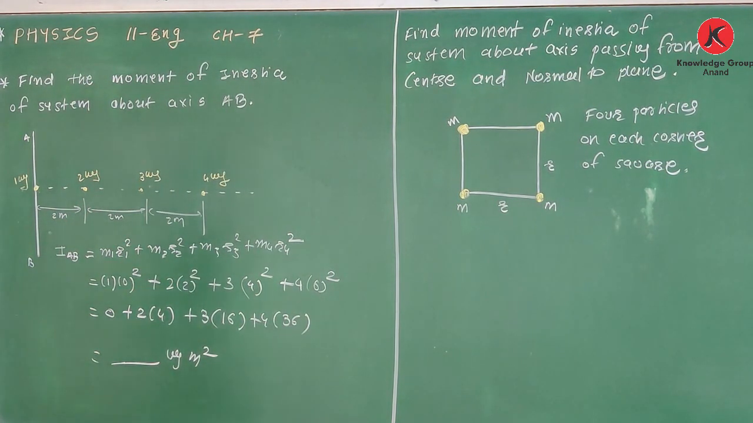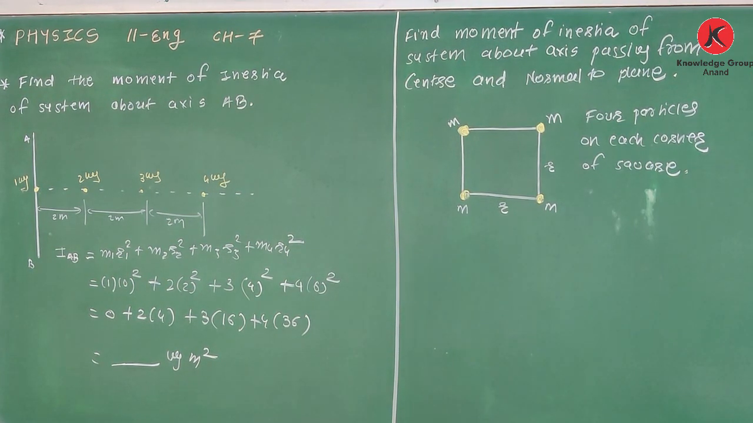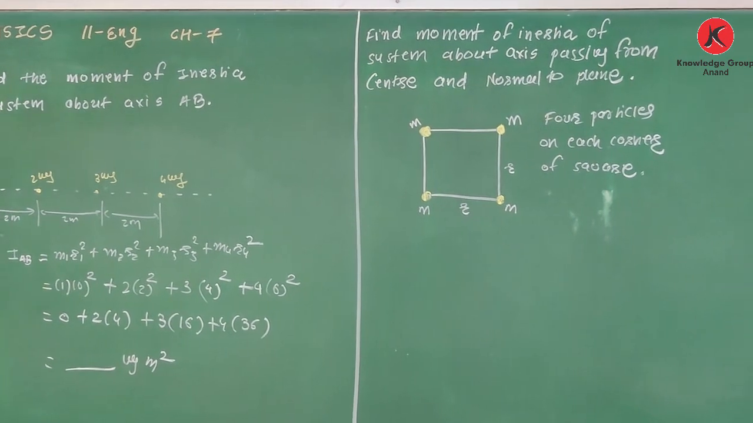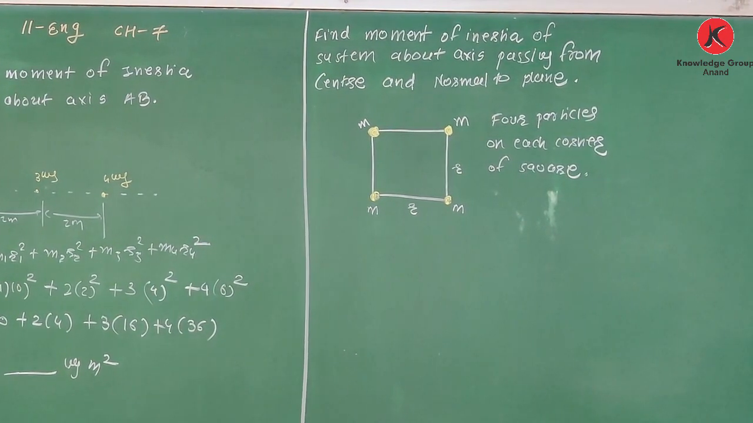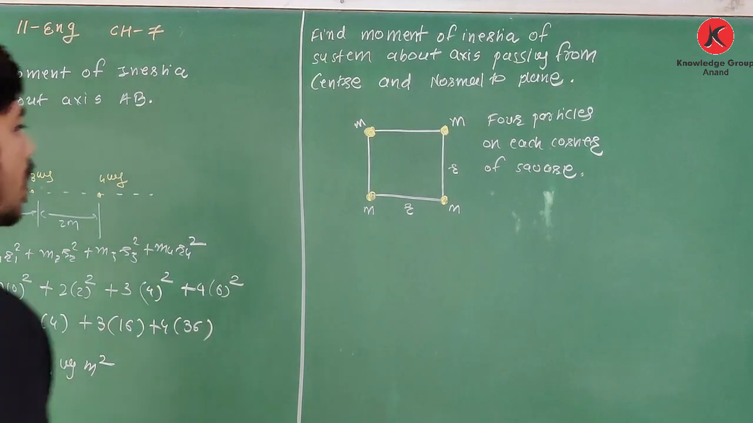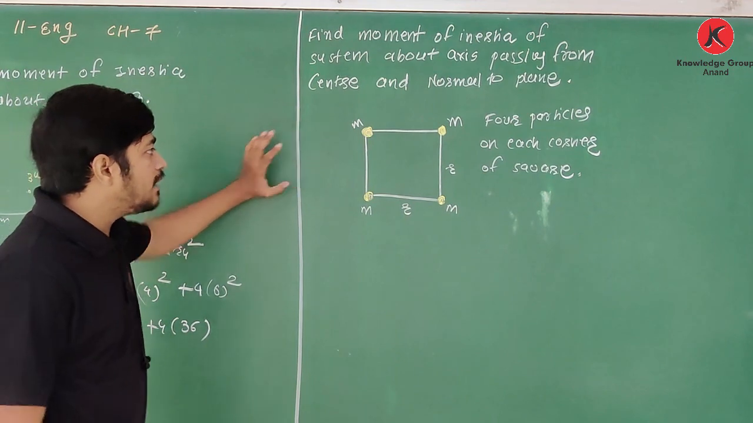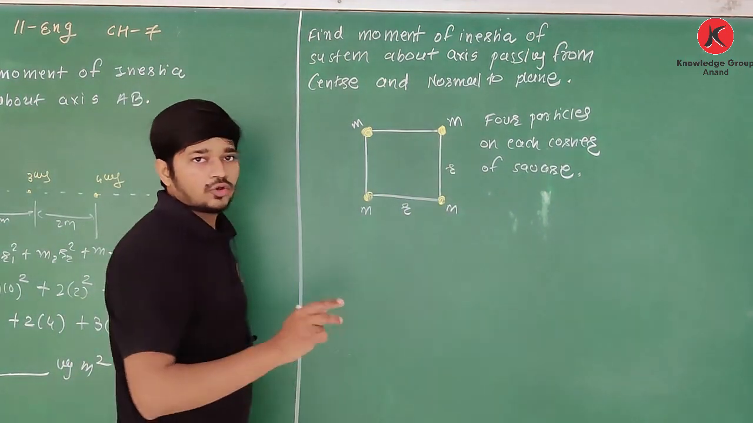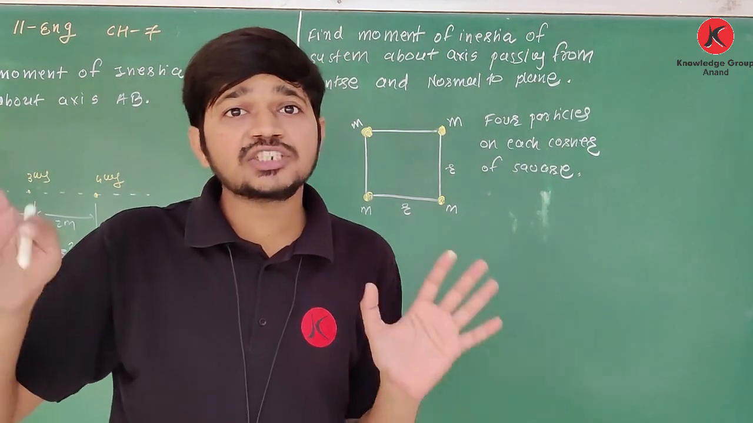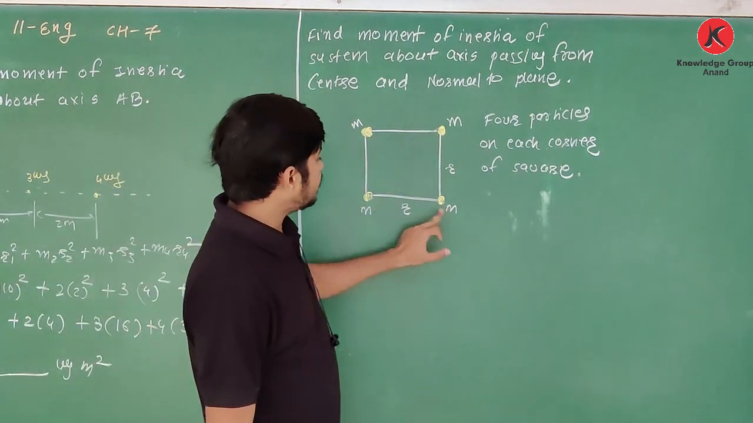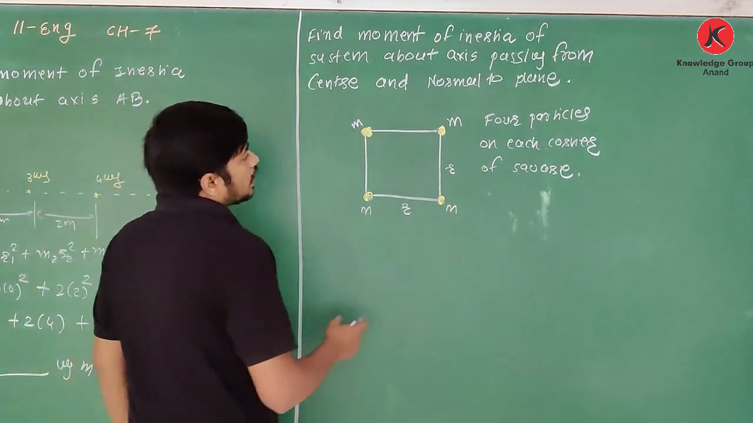Next question. Find the moment of inertia of the system about an axis passing through the center and normal to the plane. From the figure it is clear. You are given a square of side R and having 4 particles. These are the 4 particles; it is just its enlarged view. Clear? So I have 4 particles.